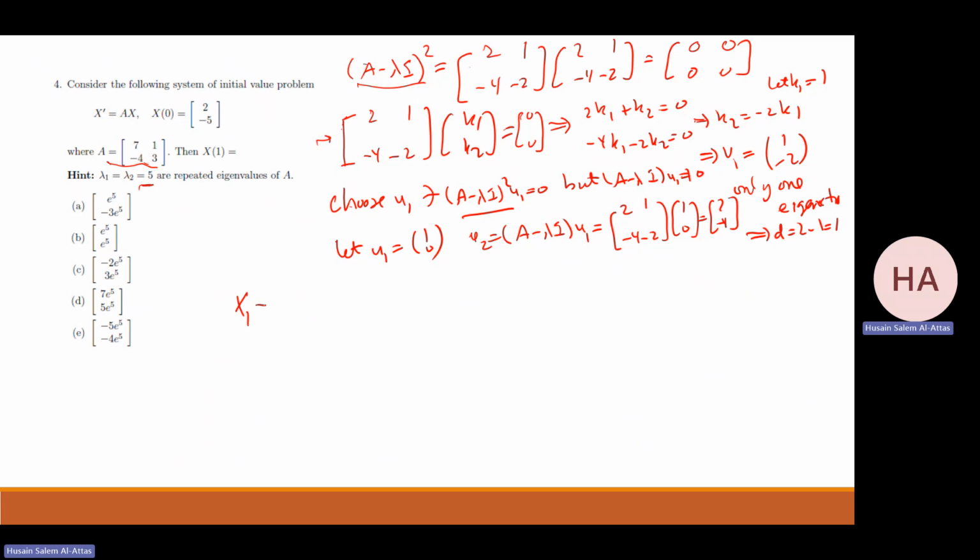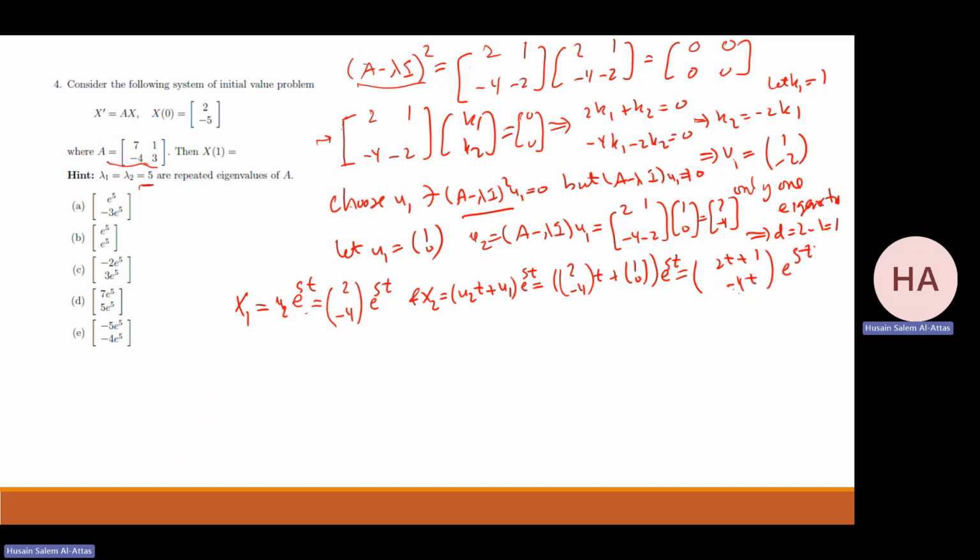So my x1 will be u2 times the exponential, e to the power 5t. This is my x1, which is 2, -4 e^5t. And x2 is u2 t plus u1 e^5t. That is 2, -4 t plus u1, which is 1, 0, e^5t. And that is 2t plus 1, -4t e^5t.